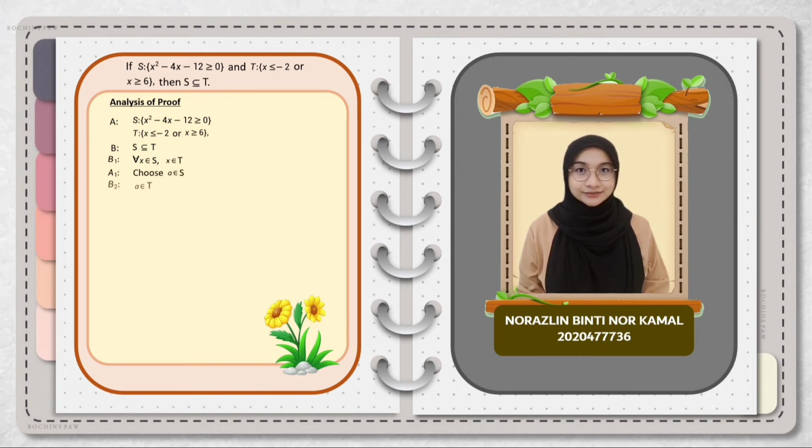Let's say a element of S. B2 will change and follow A1. So a element of T. A2 will be forwarded from A1. So we choose a element of S and we need to substitute a into S.